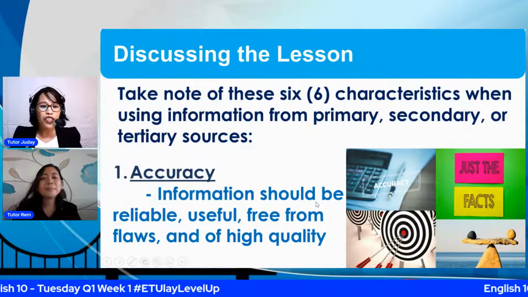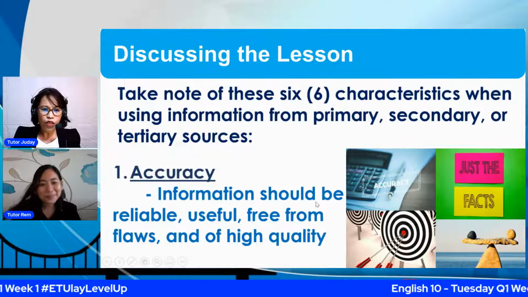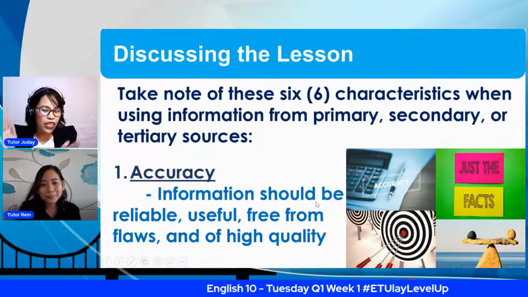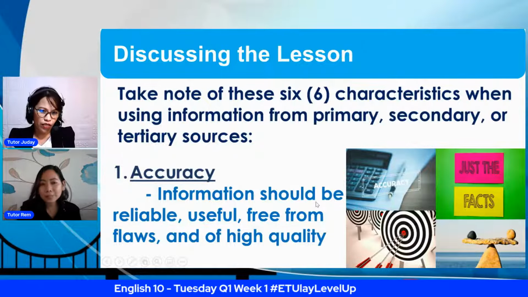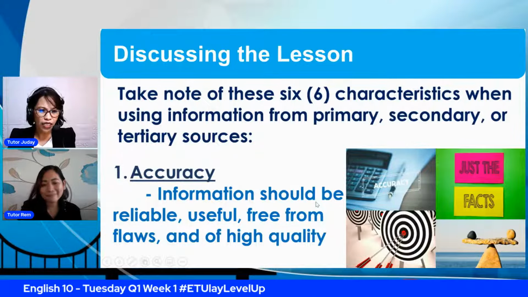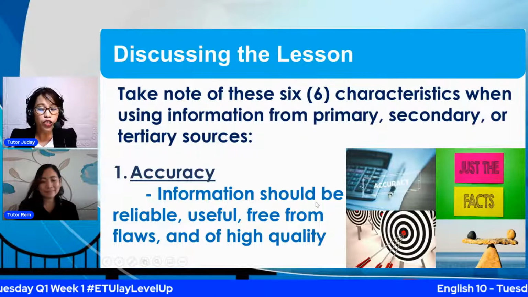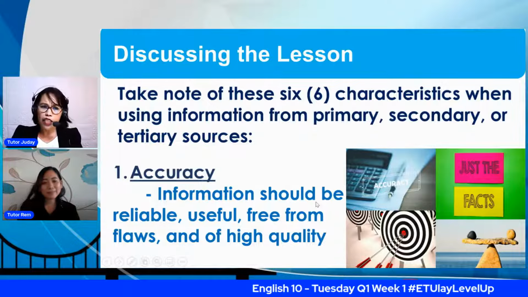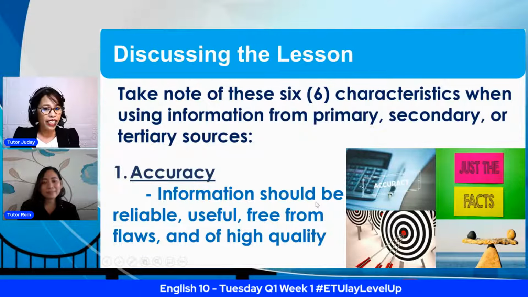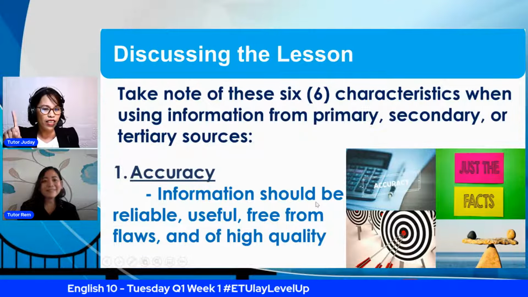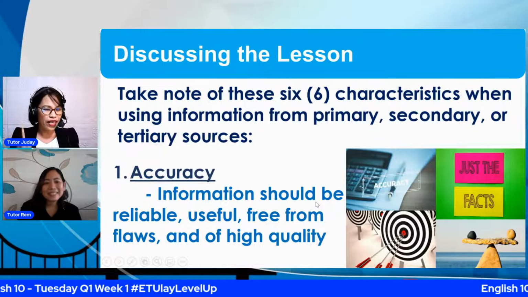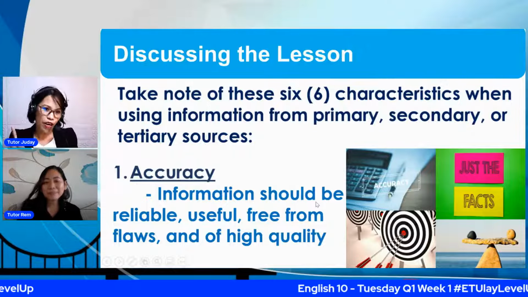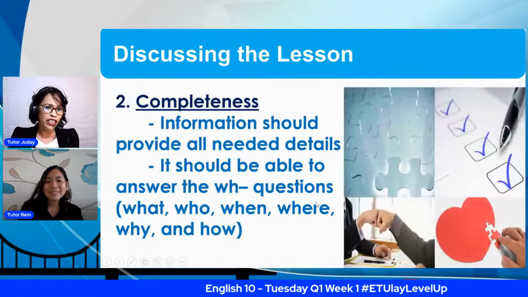The first one is accuracy. When you talk about accuracy, you talk about the facts. The sources that you got should be reliable, and of course, it should be useful and of high quality. That's the number one treasure. For the six characteristics, the first thing that you have to remember is the accuracy of the information. Let's have another one.